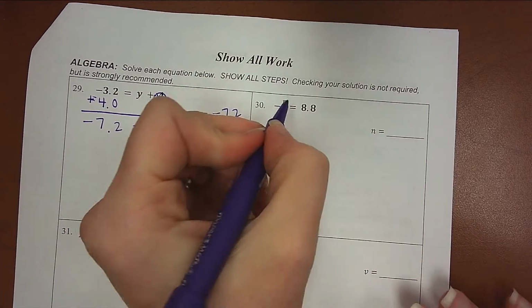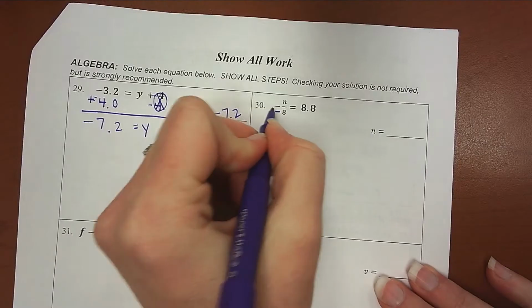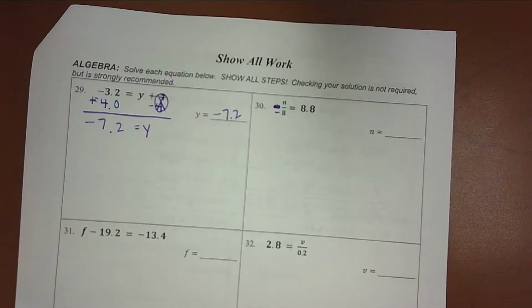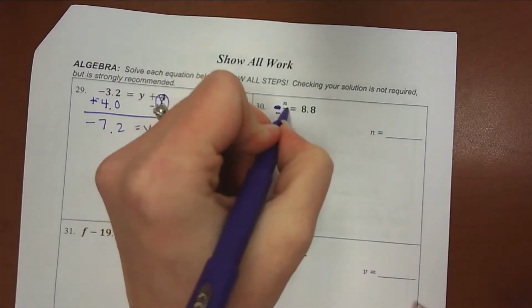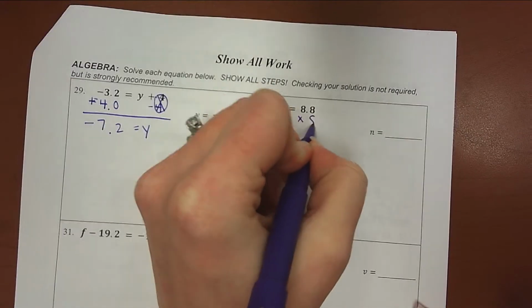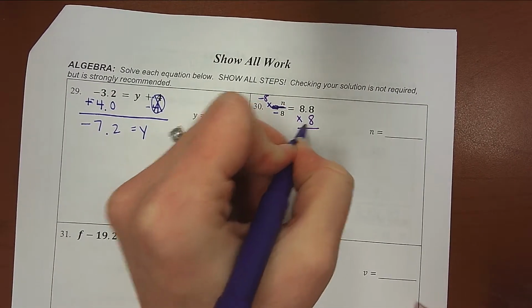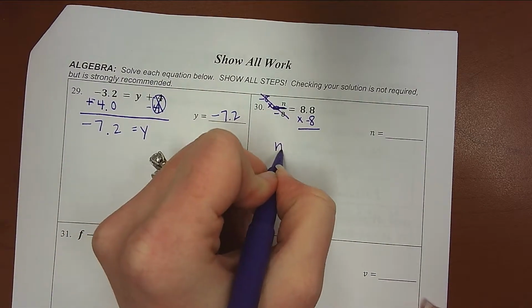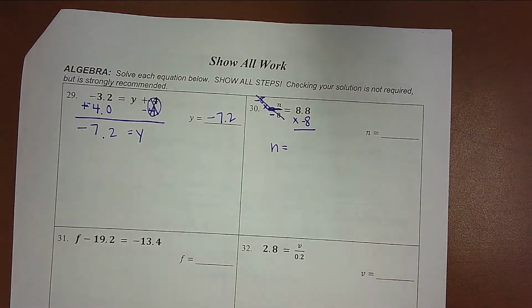On this next one, I've got a negative out front. I'm going to put that negative with my number 8 just so that I make sure that I get rid of the negative when I multiply. So when I see the fraction bar, that tells me divide, and the inverse of divide is multiply. So I'm going to divide both sides by negative 8, or multiply both sides by negative 8. These 8s will cancel, and I've isolated n, isolated my variable.